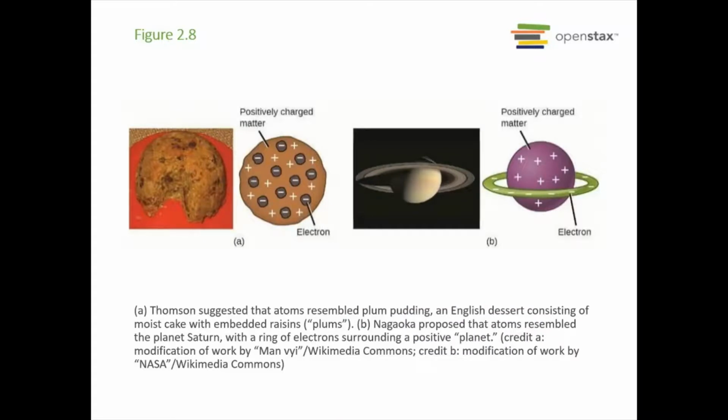So, building on these experiments, people were trying to figure out what the actual structure of an atom was. J.J. Thomson proposed the plum pudding model, which is what you see on the left here.